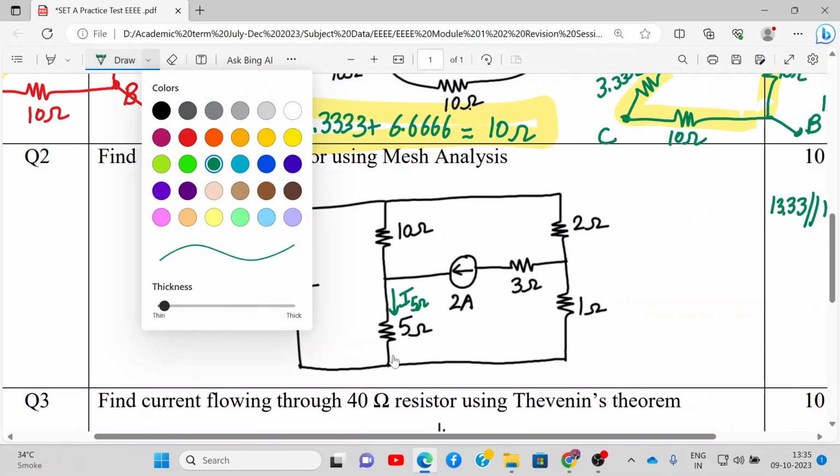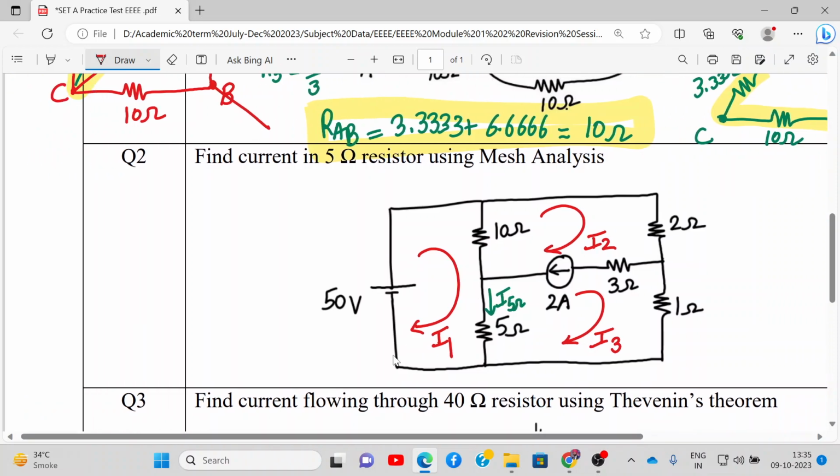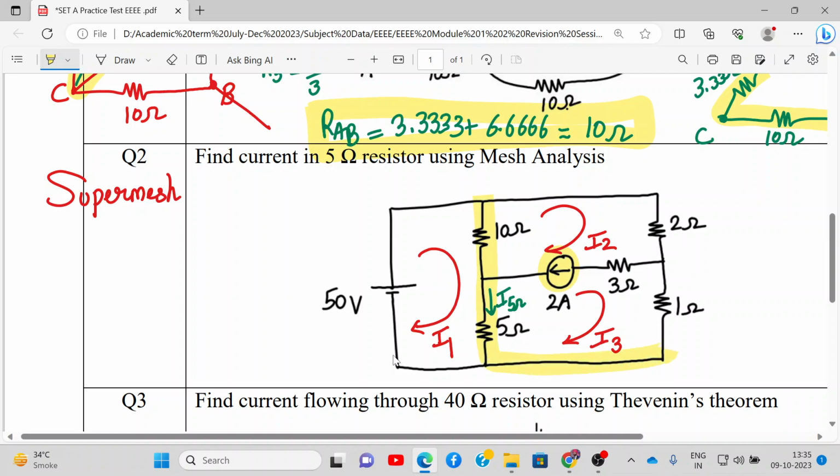So for mesh analysis, we'll define 3 loops. So this is our loop number 1, I1. This is loop number 2, we'll define the current I2. And there is loop number 3, I3. Now if you immediately look at a glance at the circuit, loop number 2 and 3 are sharing a current source. So which makes it a super mesh. So this is the concept of a super mesh. All right, and what is my super mesh? This is my current source which has been shared between loop number 2 and 3, and the circuit around it will be my super mesh.